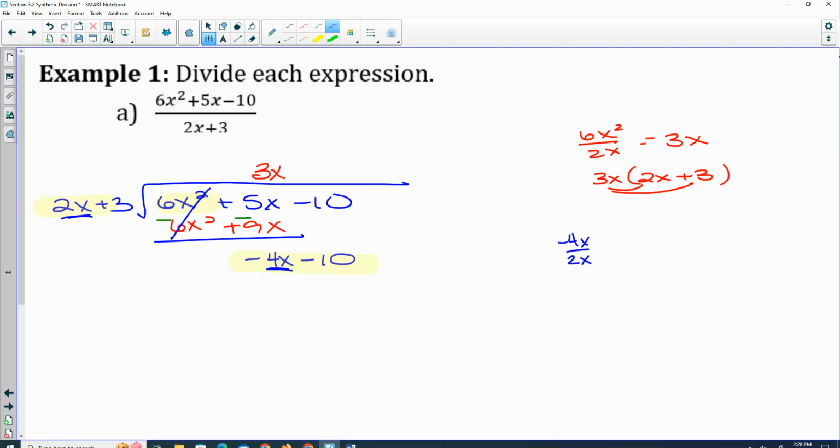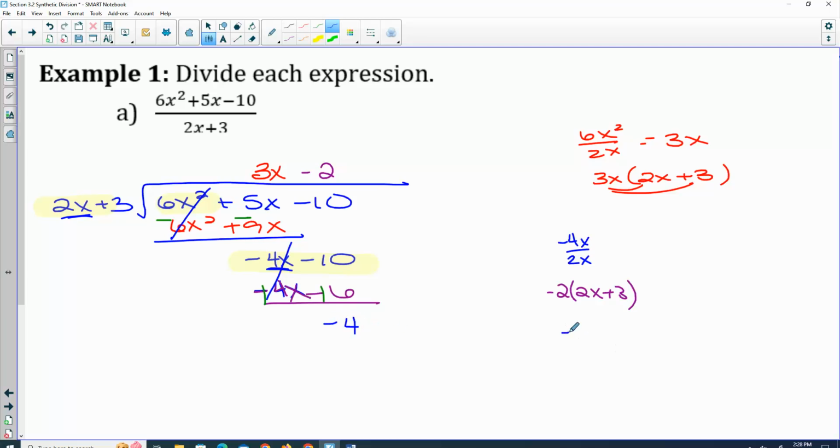Okay, so that's going to give me a negative 2. So then we multiply negative 2 times the 2x plus 3. So if we do that, we get negative 4x minus 6. Okay, then what do I have to do with that? Change the signs to subtract it off. My 4x and negative 4x cancel. Negative 10 plus 6 is negative 4.